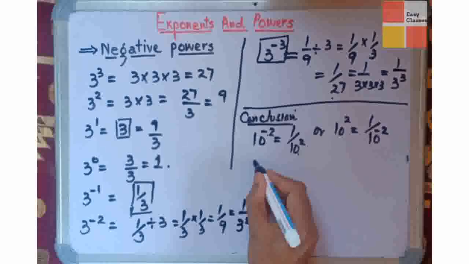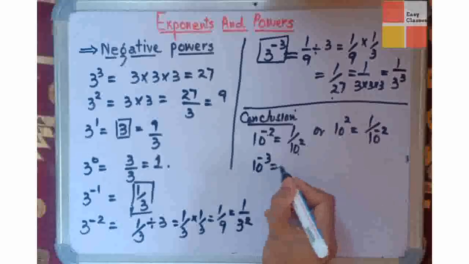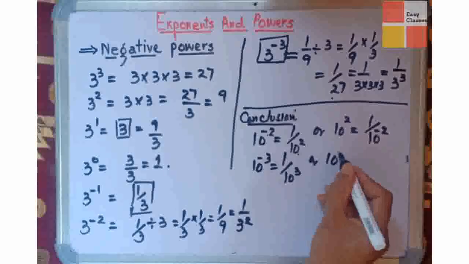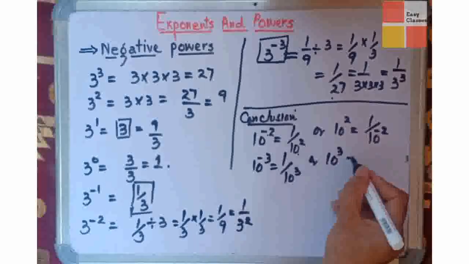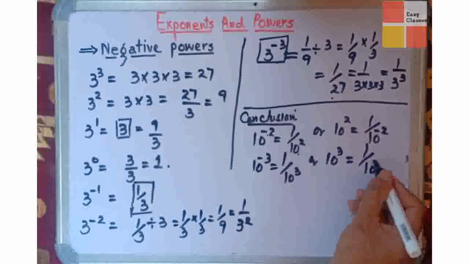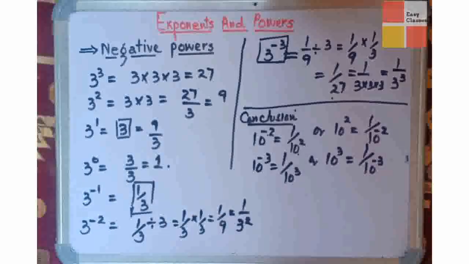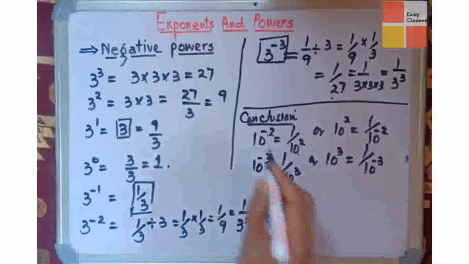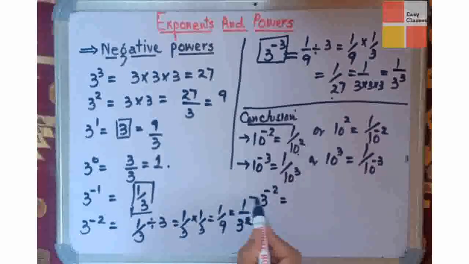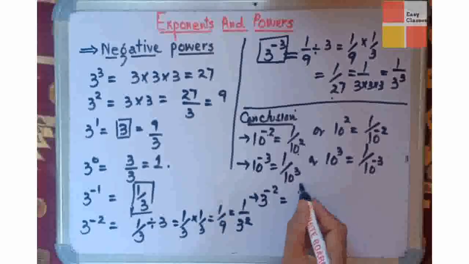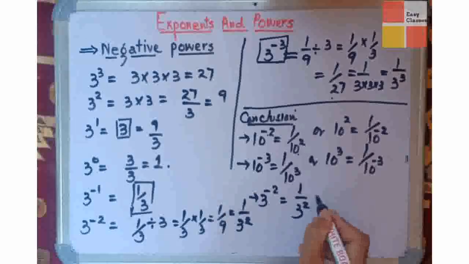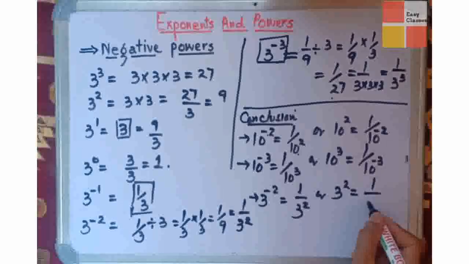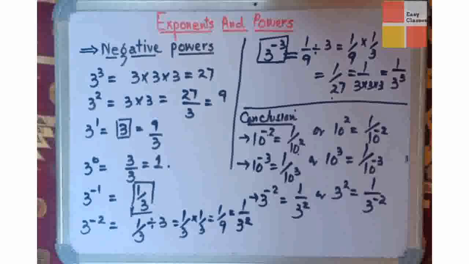Similarly, 10 raised to power minus 3 is equal to 1 divided by 10 raised to power 3, or 10 raised to power 3 is equal to 1 divided by 10 raised to power minus 3. Similarly, 3 raised to power minus 2 is equal to 1 divided by 3 raised to power 2, or 3 raised to power 2 can be put in the form 1 divided by 3 raised to power minus 2.